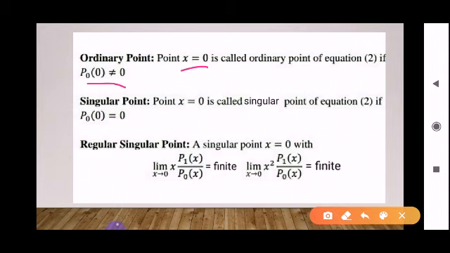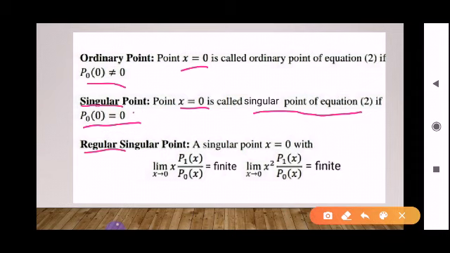The next one is the singular point. A point x equal to 0 is called a singular point of equation 2 if p0 of 0 equal to 0. Means if we put x equal to 0 in p0 and we get the value of p0 of 0 as zero, then we can say that the point is a singular point. Okay, and the third one is the regular singular point.